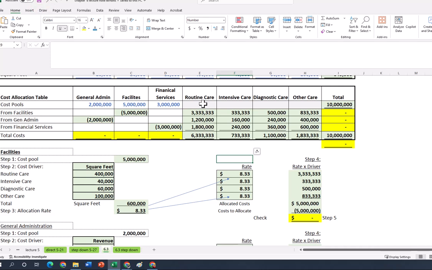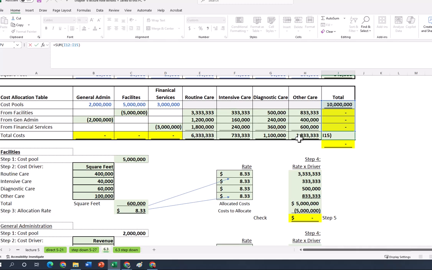So we allocated to routine care, we allocated 6.3 million. Intensive care, 733,000, etc. We're totaling it across to show that we've got nothing left. We took away 5 million, we put it here, here, here, and here. We total it across, it should be zero. We had 10 million to allocate. We allocated 10 million by summing these. And then we checked the math. We started with 10, we ended with 10. We've checked our work.